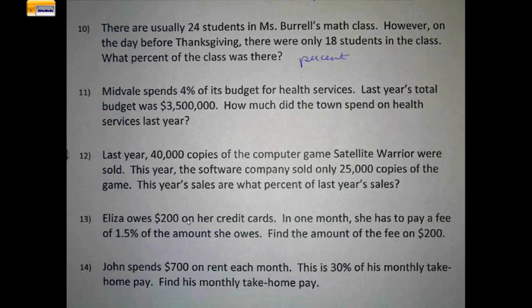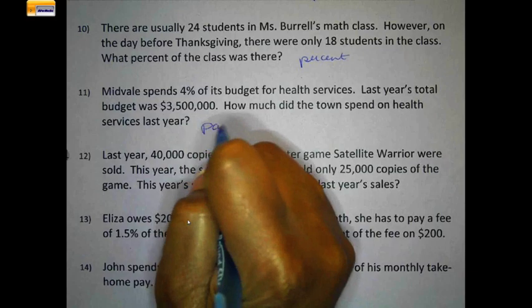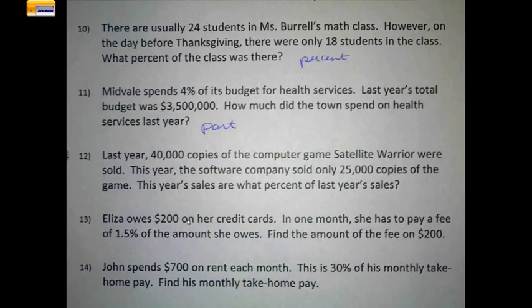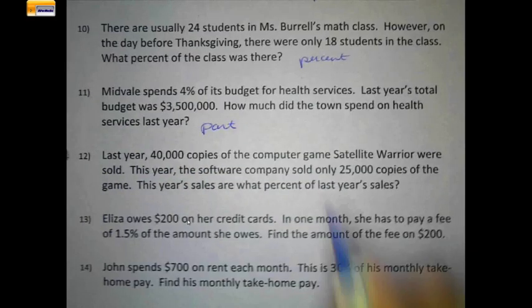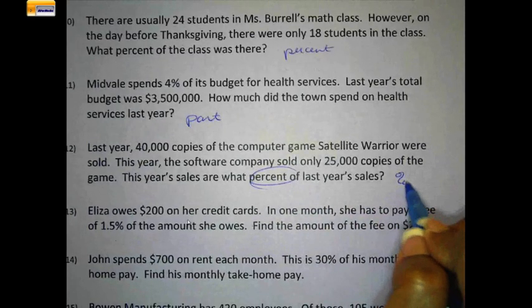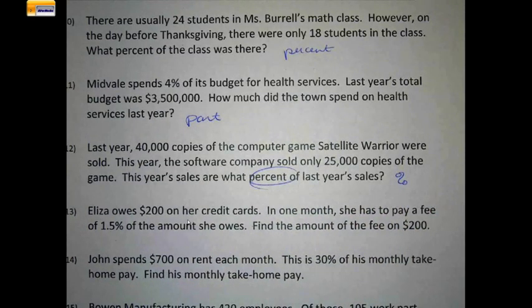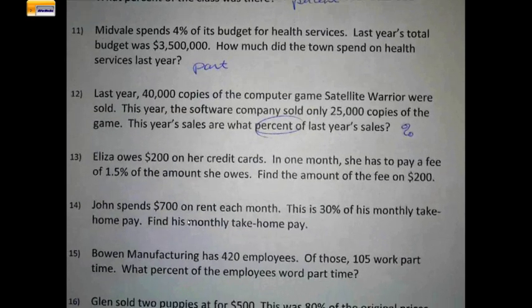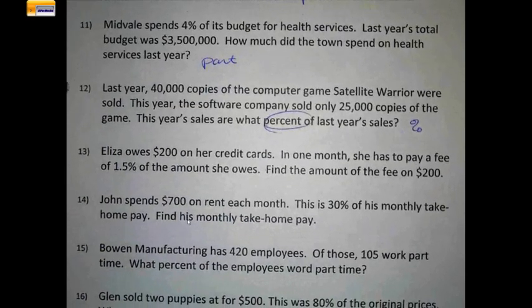You said 11%. Okay, number 11. Midvale spends 4% of its budget for health care. Last year's total budget was $3,500,000. How much did the town spend on health services last year? Number 12. What's number 12? So easy. Percent. And as Dwayne would do it, he would just go like this to give him a code word, percent. Okay? I don't care if you use a code word. That's your problem. Okay, what about number 13?